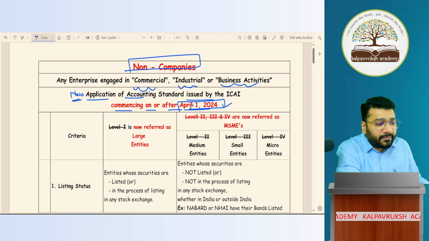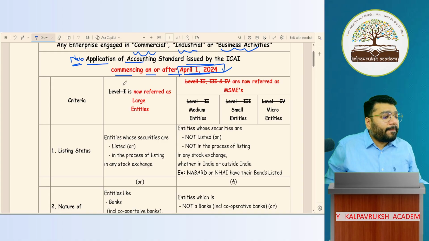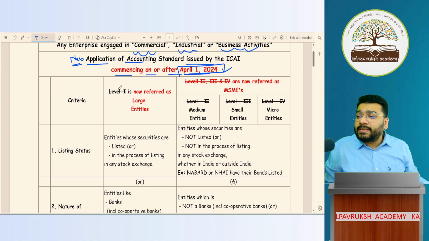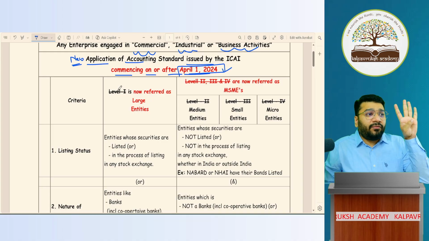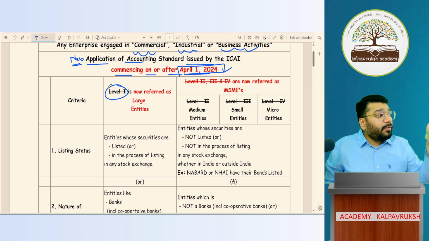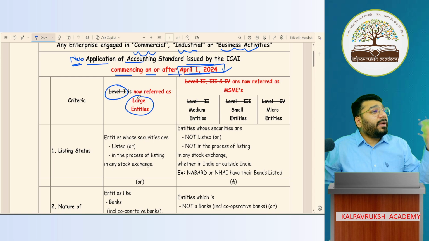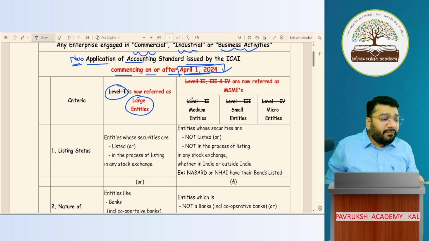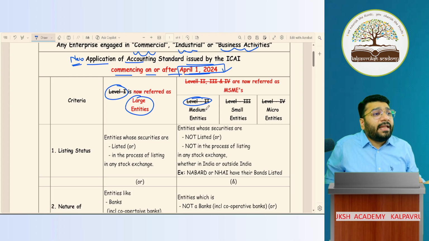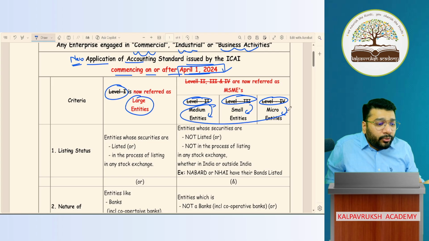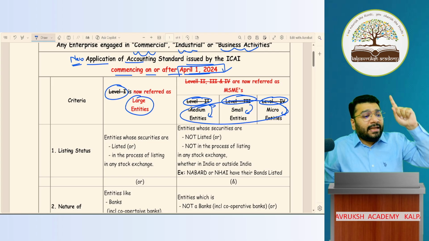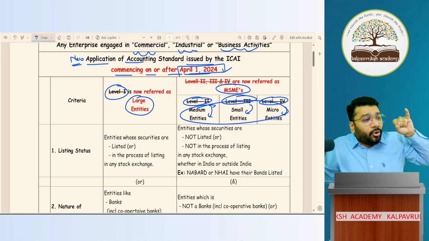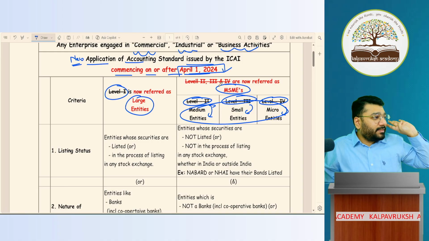Now, what is the difference, sir? Earlier, they categorized all these non-corporate entities under 4 levels: level 1, level 2, level 3, level 4. Now they've removed the language of levels. Level 1 is now renamed as large entities, level 2 is now renamed as medium entities, level 3 is renamed as small entities, and level 4 is renamed as micro entities. And all of them put together is renamed as one single category called MSME, micro, small, medium entities.